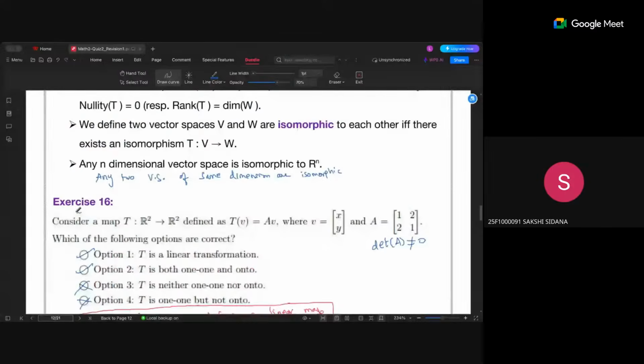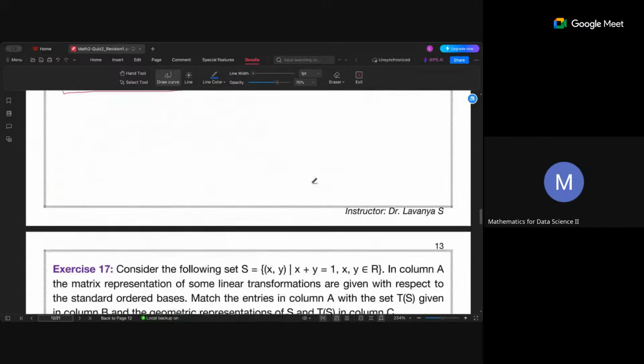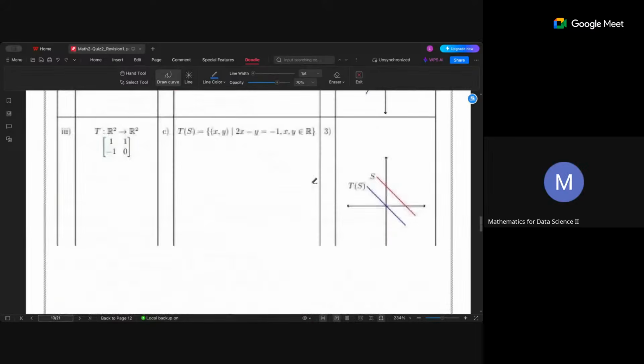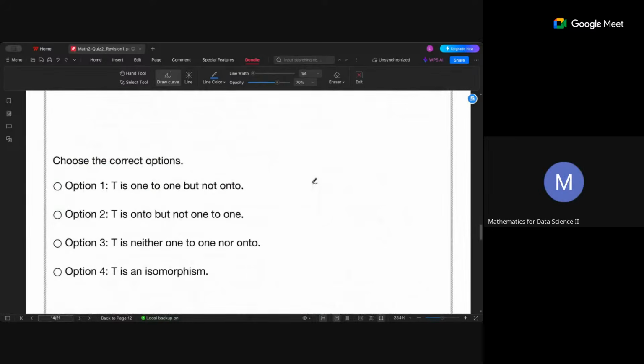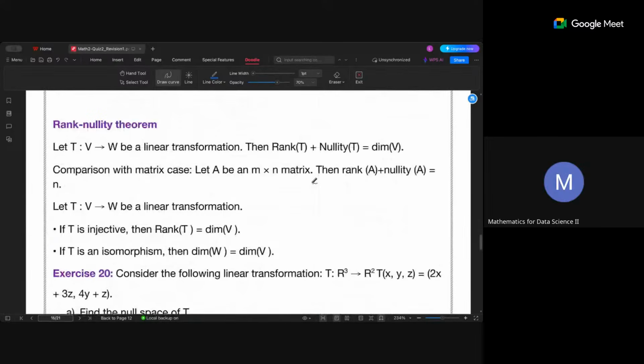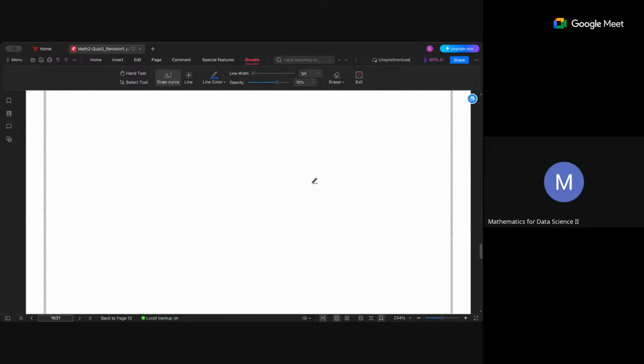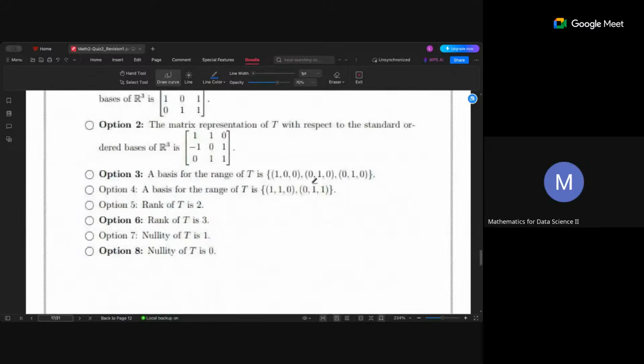Yes, okay, ma'am. Can you please just elaborate once again? I didn't focus on the last point. Yes, ma'am. Any two vector spaces of the same dimension are isomorphic. Hold on, let me first complete answering her.